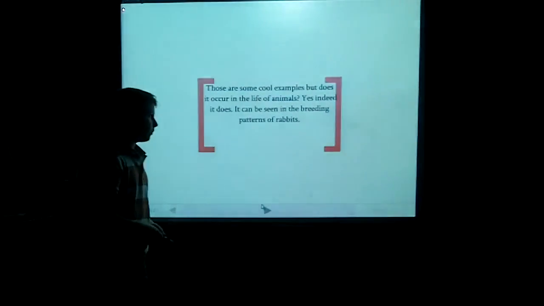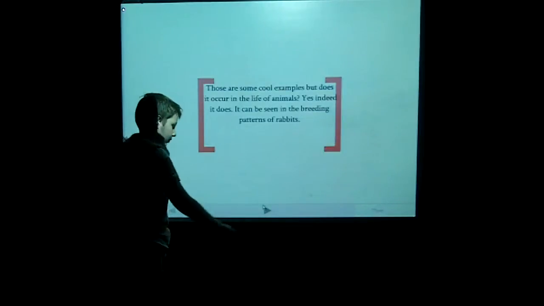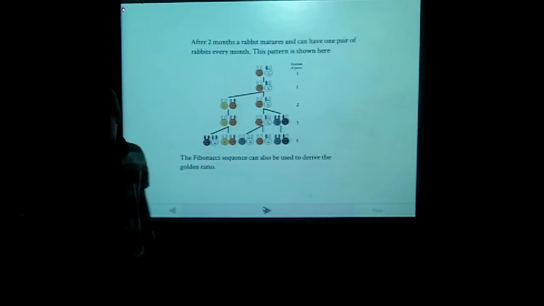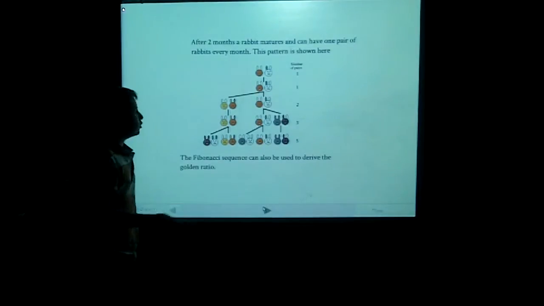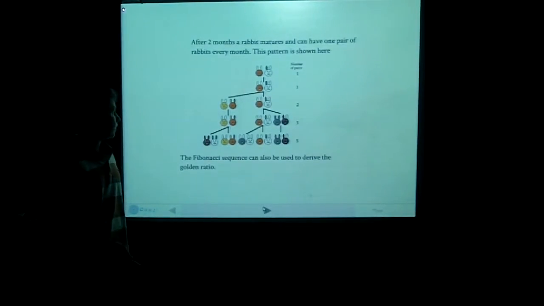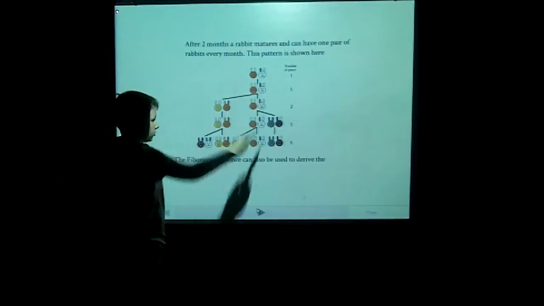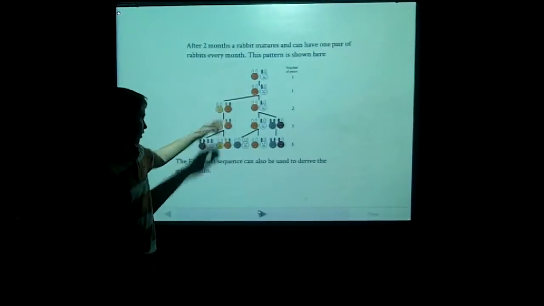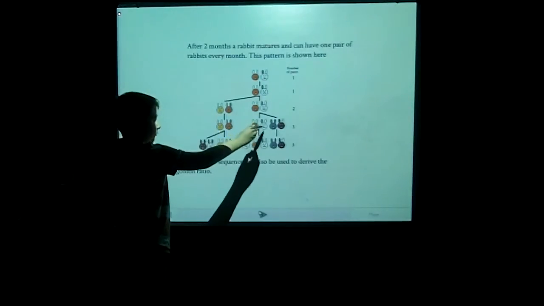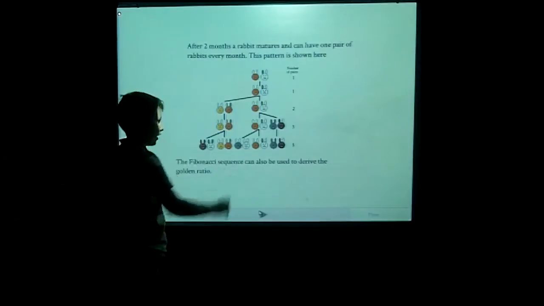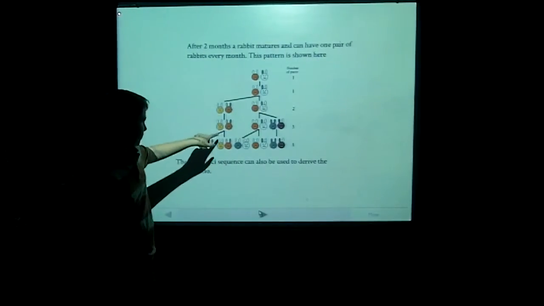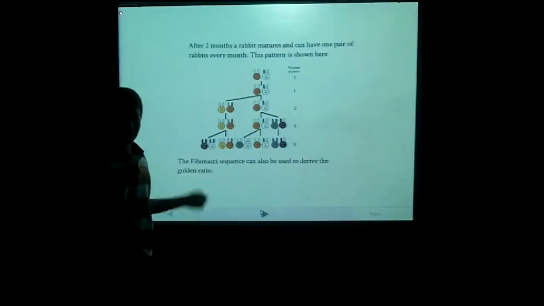So those are some cool examples, but does it occur in the life of animals? It actually does, and it can be seen in the breeding patterns of rabbits. After 2 months, a rabbit matures and can have 1 pair of rabbits every month after that. Considering no one dies, you have this original pair. Then after 2 months, they have a pair of rabbits here, and after another month, this pair, and then after another month that, and then after 2 months these. Okay, right. Nasty animals.